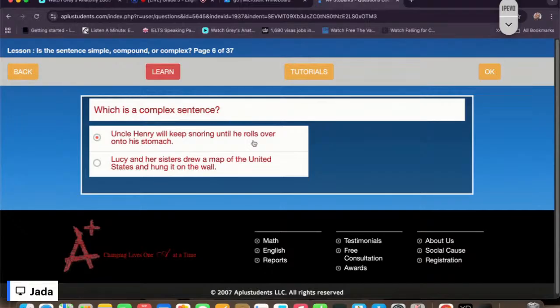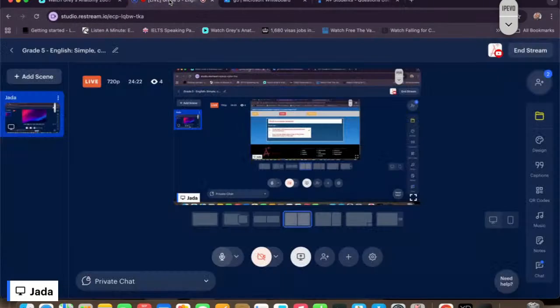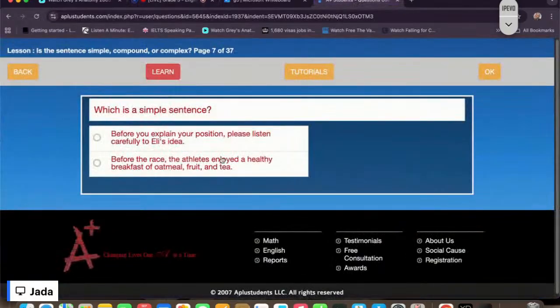Okay, so Uncle Harry will keep snoring until he rolls over onto his stomach. So it has "until" in the second part of the sentence. So simple sentence, is it the first or the second?